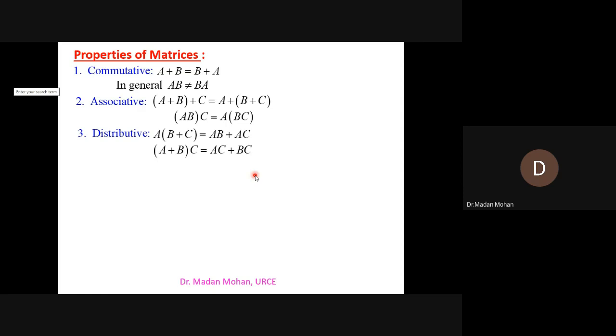Okay, let me explain why A by B notation is not there in matrices. You should know it. What is the value of 6 by 3? 2. Very good. Can I write this as 1 by 3 into 6? Yes, sir. Can I write it as 6 into 1 by 3? Yes, sir. Both are right.